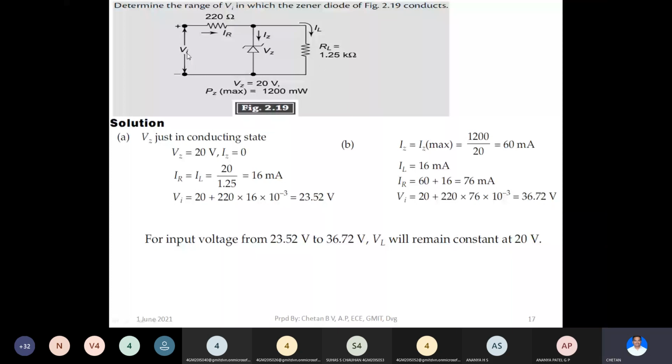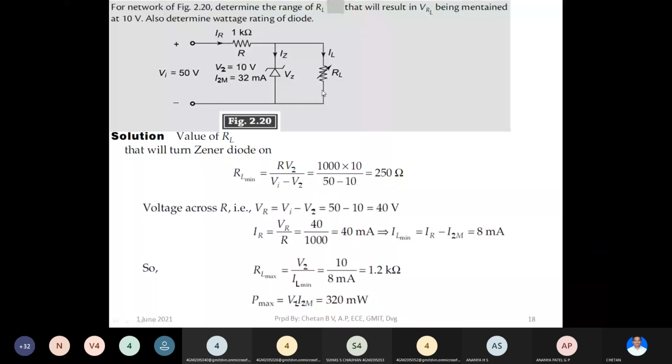In the third example, we have to find the minimum and maximum value for this RL. This is on load regulation. Here we have a constant input voltage Vi.